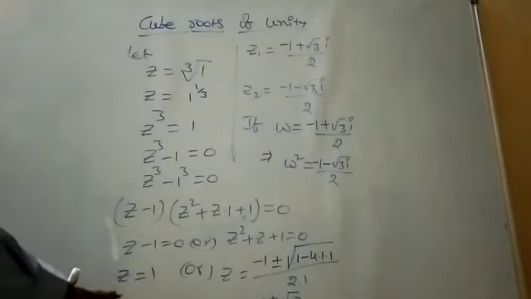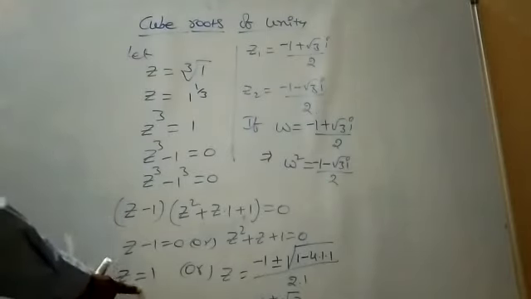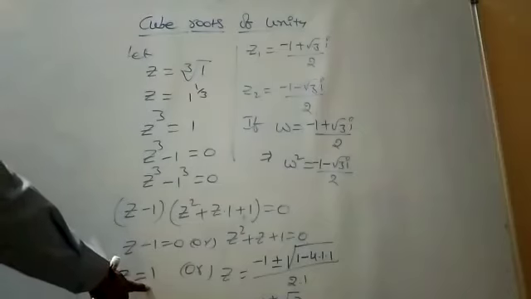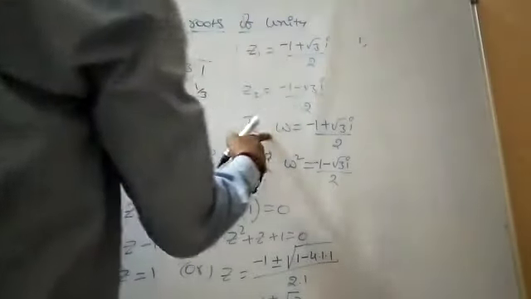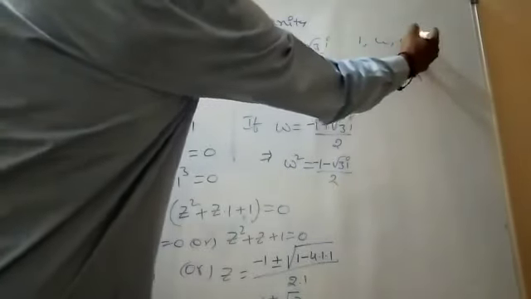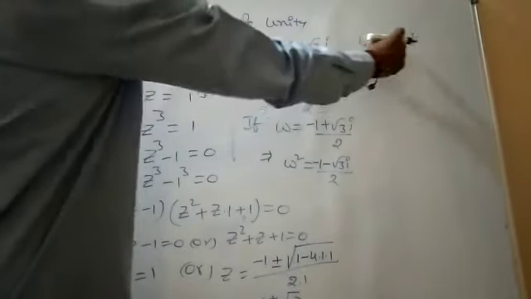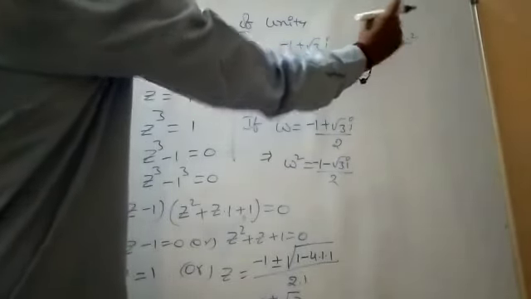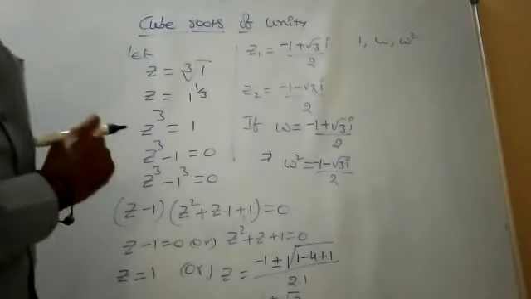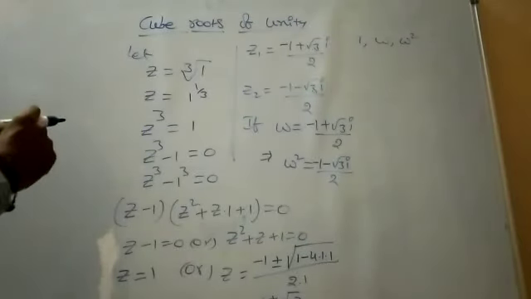One root is omega, another one is omega square. Now, what is the first one? z is equal to 1. Okay. Now, we got three roots. What are they? 1, omega, omega square. One root is real, and the other two roots are complex numbers, conjugate to each other. Now we will see the properties of these cube roots of unity one by one.